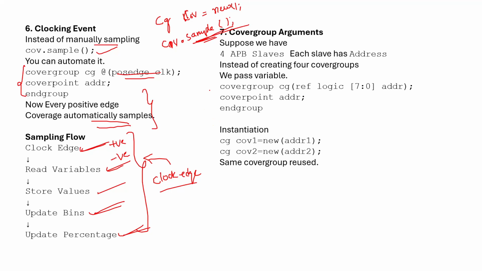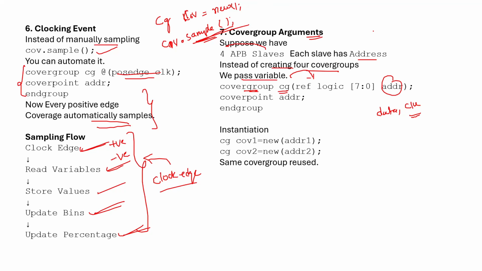What arguments are we writing in our coverage? Okay, cover group, so cover group name cg. Inside that, whatever arguments we write will tell you about arguments related to address or data, or some other clock, all these things we write. So each slave has an address. Instead of creating 4 cover groups, we pass the variable. Here APB has 4 slaves. In each slave we have different addresses.